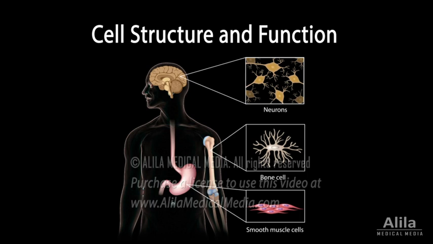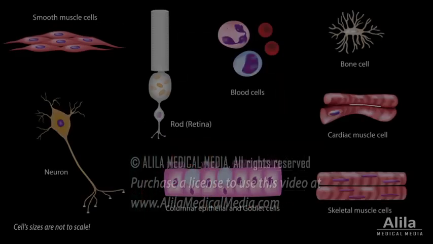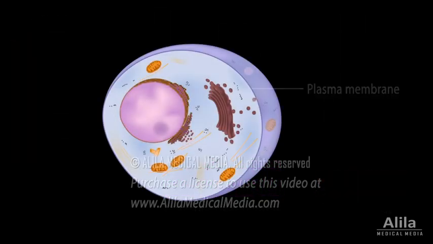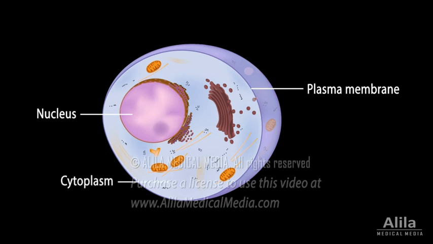All living organisms are composed of cells. Cells are responsible for all anatomical and physiological features of all body systems. Different cell types can vary greatly in shape and size, but they all have a common structure and similar components. A typical cell is enclosed in a plasma membrane and contains a nucleus and a cytoplasm.